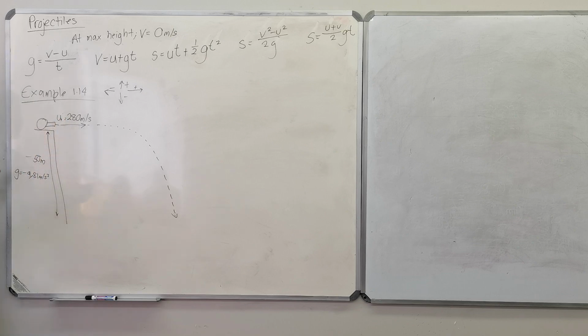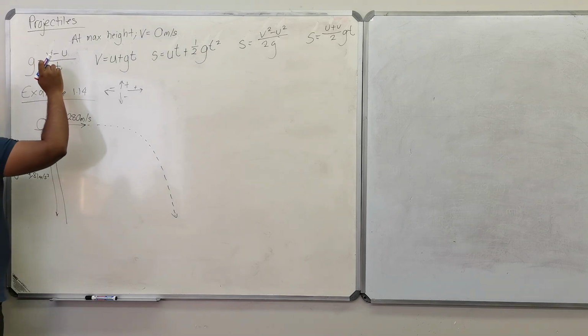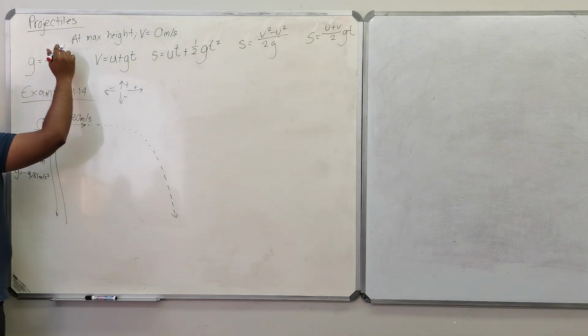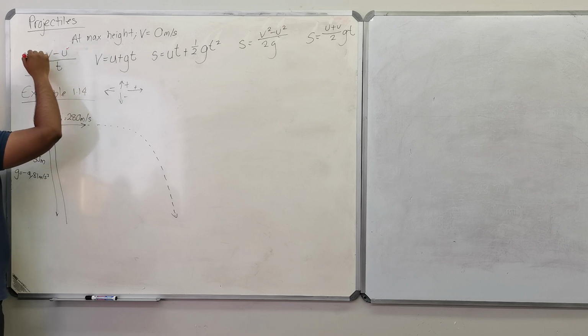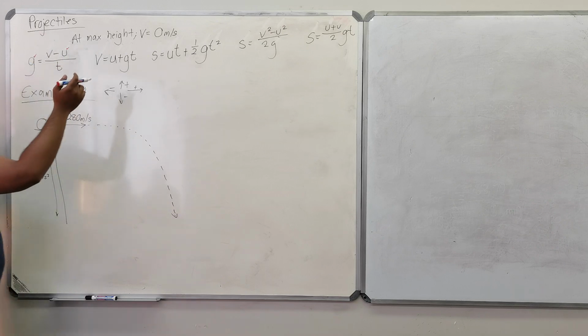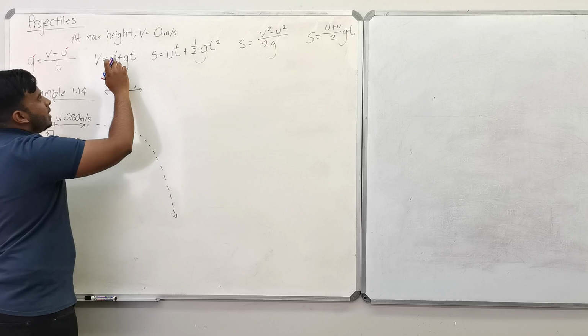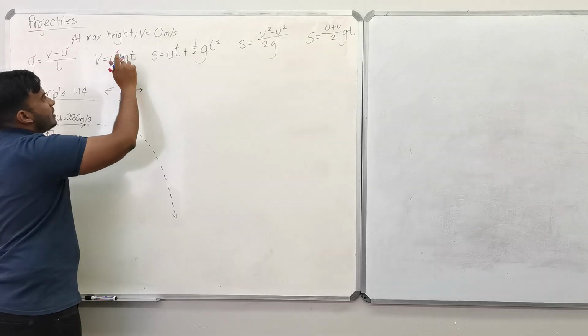Okay. Using the information we got, can we work out the time taken? Let's check. Do we know final velocity? No. Do we know initial? Yeah. Do we know gravity? Yeah. Why are we trying to work out time? Do we know final? No. Initial? Yes. Gravity? Yes.